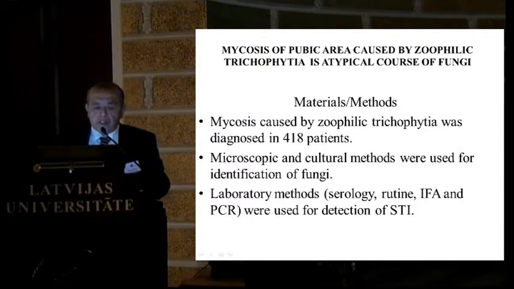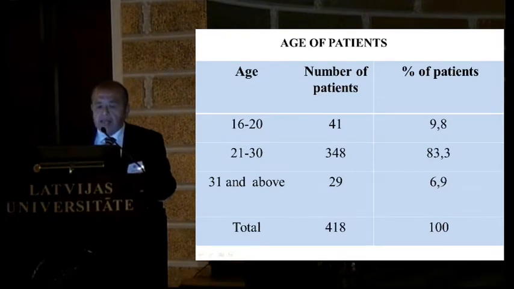And for observation, we used microscopic and cultural methods for identification of fungi, as well as laboratory tests for detection of sexually transmitted infections. Here you see the age of our patients. We observed more than 28% of patients in sexually active ages, 21 to 30.